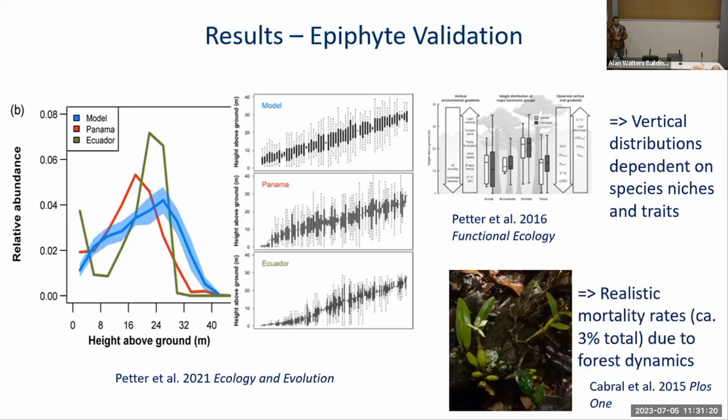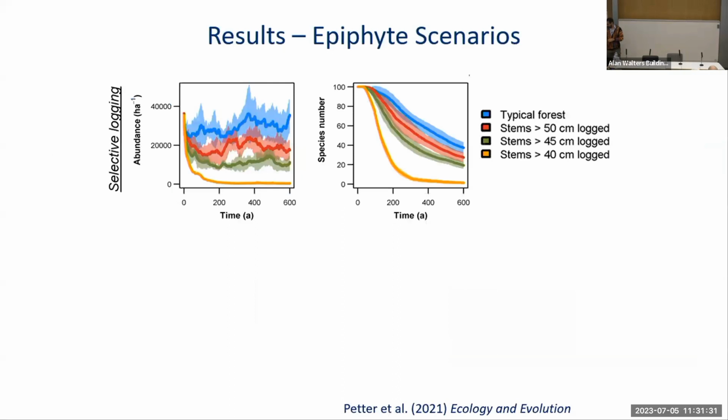We also get a very similar value of mortality rate due to branch fall from a typical forest that we could compare with field data as well. With that, we run some scenarios where you simulate human impacts, for example, selective logging, where you have the typical forest in blue, and if you decrease the size of the tree, you can get almost a complete collapse of the epiphytic community. So just by selective logging, you can basically lose a whole bunch of species in the forest, maybe up to a third of the species.